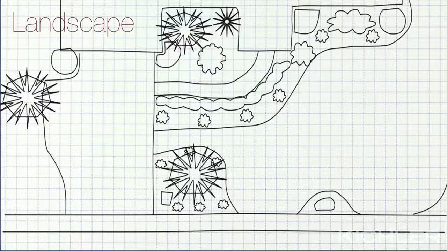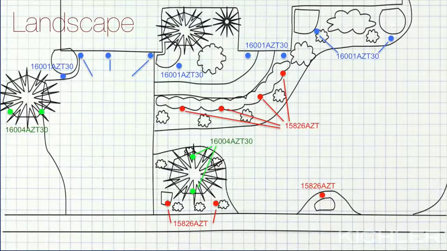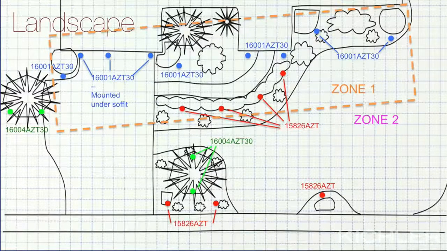When indicating fixtures on the plan, note the fixture location, the type, use the part number, and any additional installation instructions. We'll talk more about this in a moment. If you will be zoning fixtures, indicate which fixtures will be zoned together. If there are customer preferences about transformer location, be sure to note those as well.